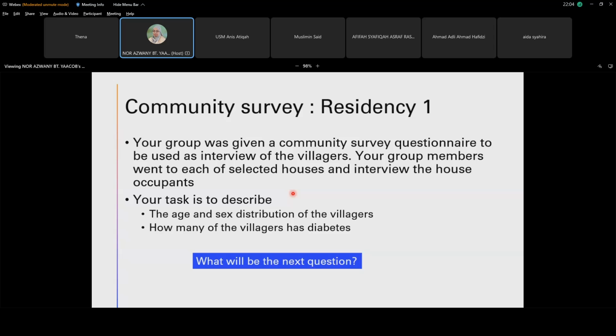Okay. So for example, your task is to describe age and sex. How are you going to describe age? This is numerical. How are you going to describe sex, which is a categorical variable? How many of the villages have diabetes?